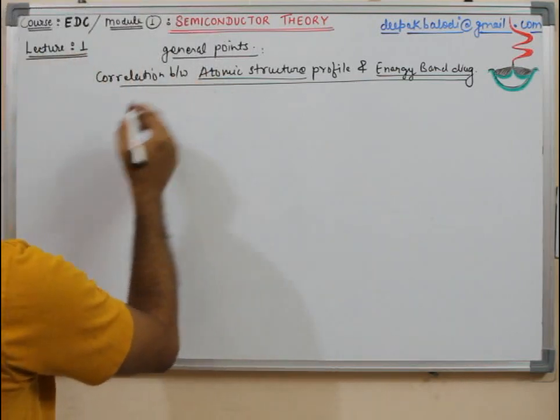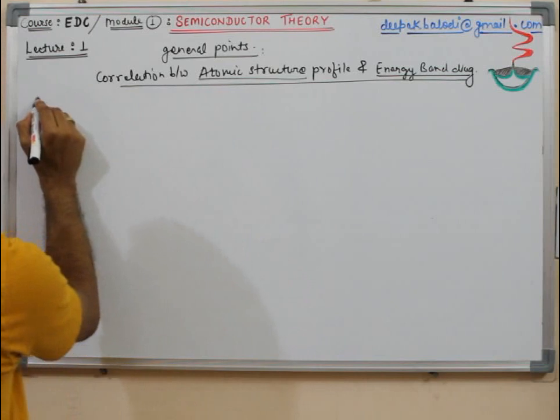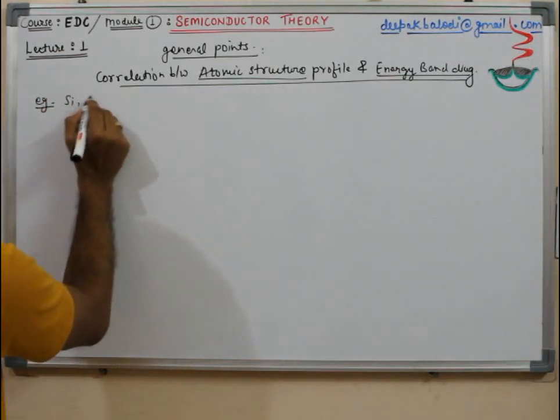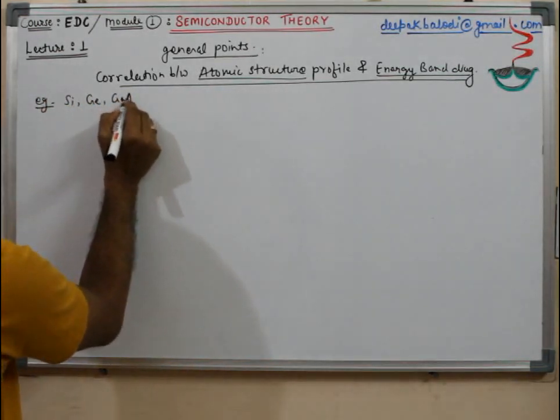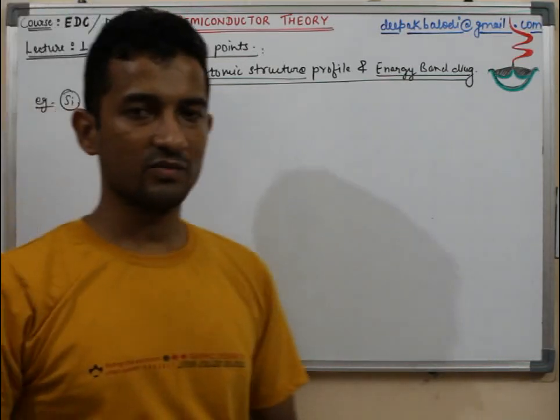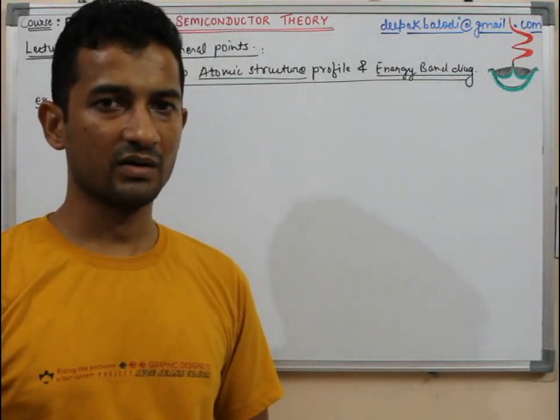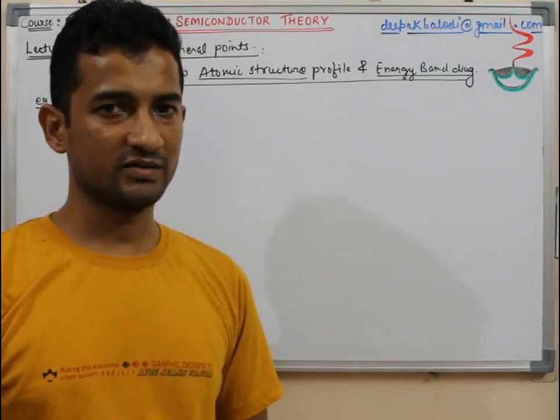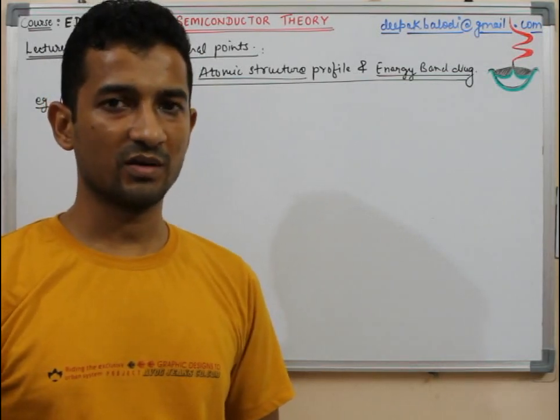So the very popular examples of semiconductors are silicon, germanium, gallium arsenide. We can take any example, but mainly we'll be considering silicon, as this is the most important semiconductor nowadays, and for so many decades it has been the most popular choice in the semiconductor industry.